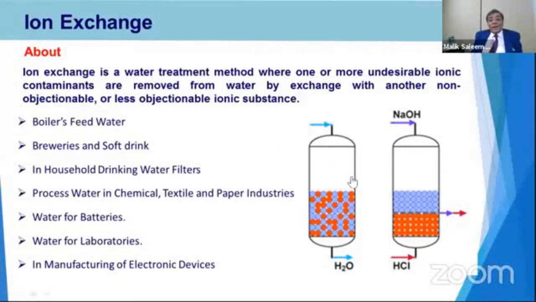First, we remove the cations, and from the cation exchanger we go into the anion exchanger. From the cation exchanger, we have decationized water, which is fed to the anion exchanger, after which we get the demineralized water.